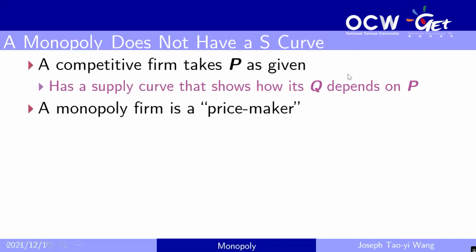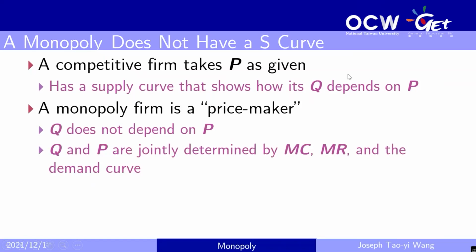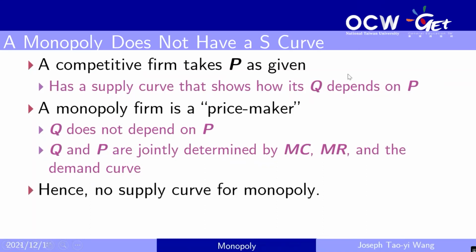So that relationship gives you a supply curve. But a monopoly is not a price taker. It actually is a price maker. So its quantity is determined by MR equals MC. It's not determined by price. And so the monopolist's choice of quantity and price is jointly determined by the marginal cost curve, the marginal revenue curve, and also the demand curve. So trick question, what is the supply curve of the monopoly? No, the monopoly does not have a supply curve. So that's something that you should be aware of.